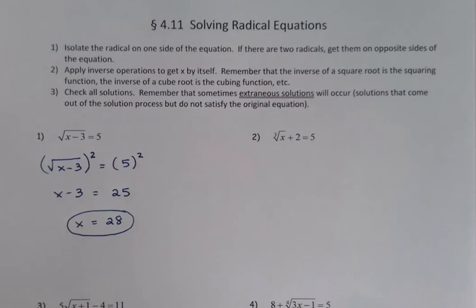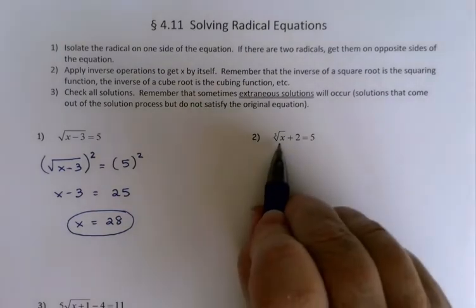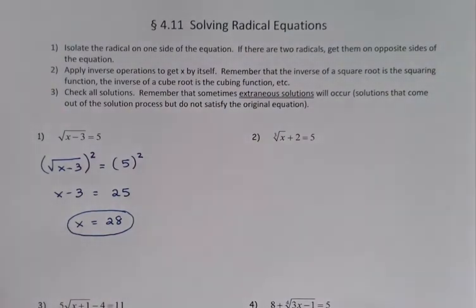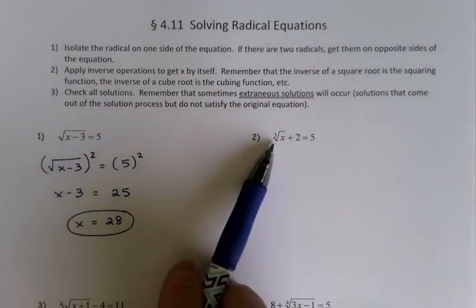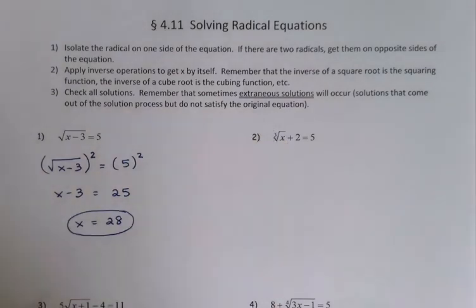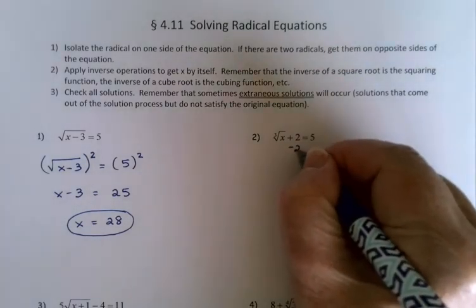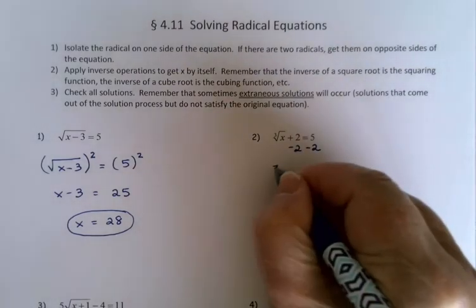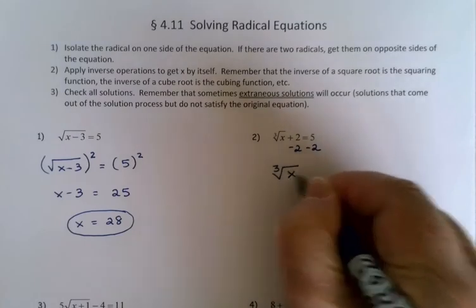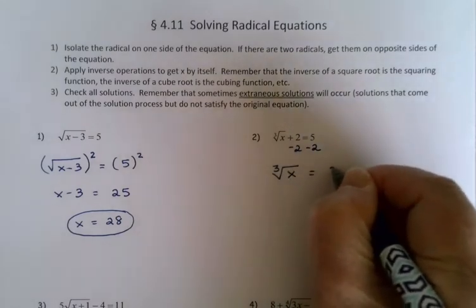All right, in number 2, this time we have a cubed root. And the other thing I want to be careful with here is the fact that that cubed root, that radical, is not by itself on the left-hand side of the equation. Got this plus 2. So I'm going to subtract the 2 before I do anything else. Isolate the radical is what that step is called.